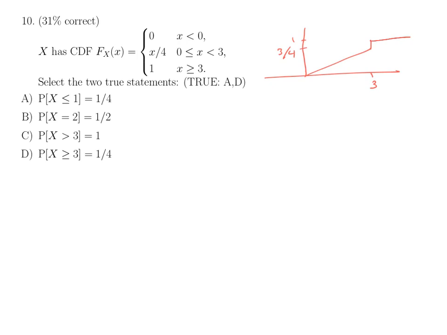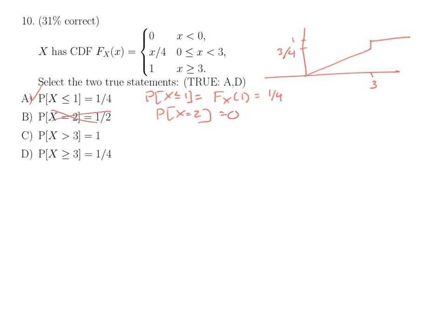So the first statement is the easy one. The probability x is less than or equal to 1 is the CDF at 1, which is 1/4. So that's good. The probability x equals 2. This is testing that at x equals 2, there's no jump discontinuity. So in fact, this probability is 0. So this is not true.